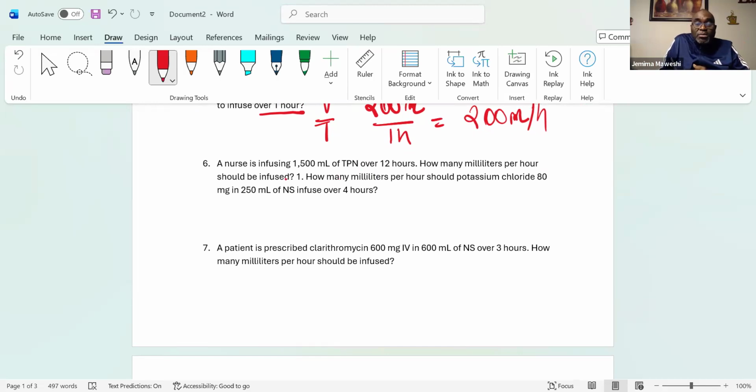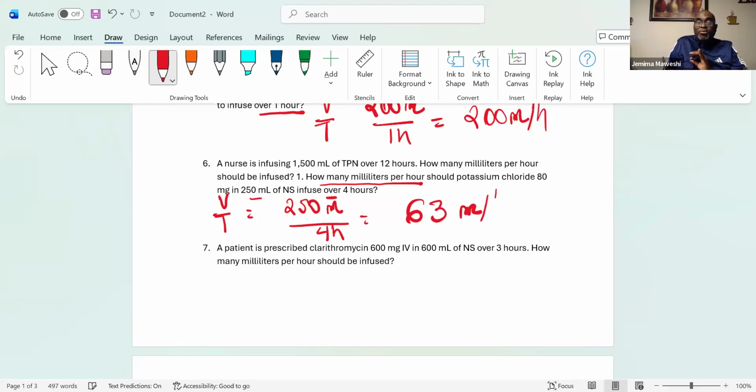What are we looking for? Milliliter per hour. It can go 2 ways. So I'm going to check the time. Whenever you see the word over, you know it's volume over time. So check your volume. Your volume is right there: 250 milliliter, to be infused over 4 hours. When you do 250 divided by 4, you got 62.5. But this must be rounded to the nearest whole number.